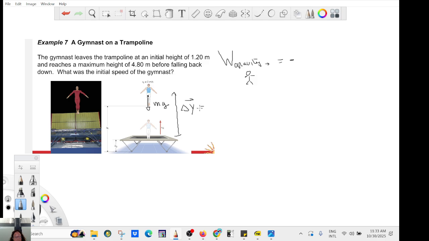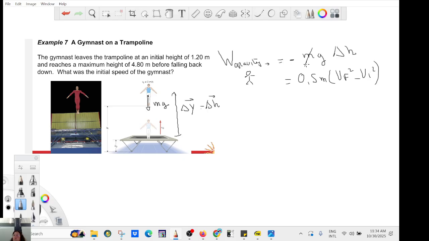You can see that, right? Delta y or delta h. Displacement is this way, the weight is down, so the dot product is going to be negative. Or you can say it's negative because gravity is trying to slow him down. So it's going to be mg times this, and that should be equal to the change in kinetic energy. Okay, so that's the work-energy theorem.